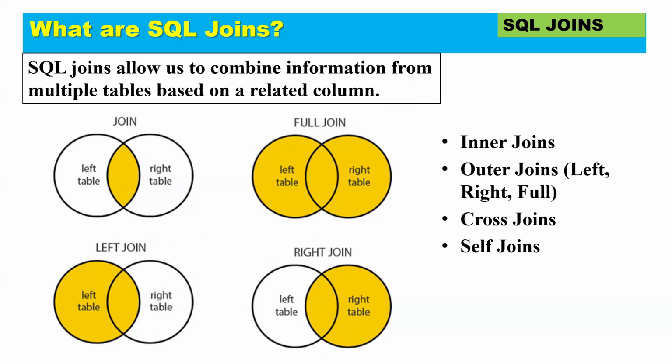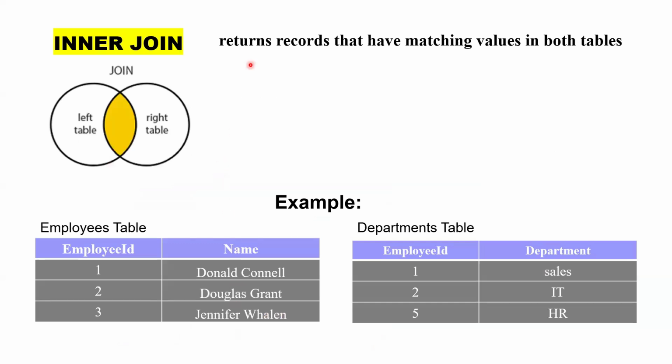Let's dive in. First, the inner join. It returns records that have matching values in both tables. Think of it as the overlapping section in a Venn diagram. Let's take a look at how an inner join works with real data from two tables, employees and departments. We can see there are two matching rows with the same employee ID.